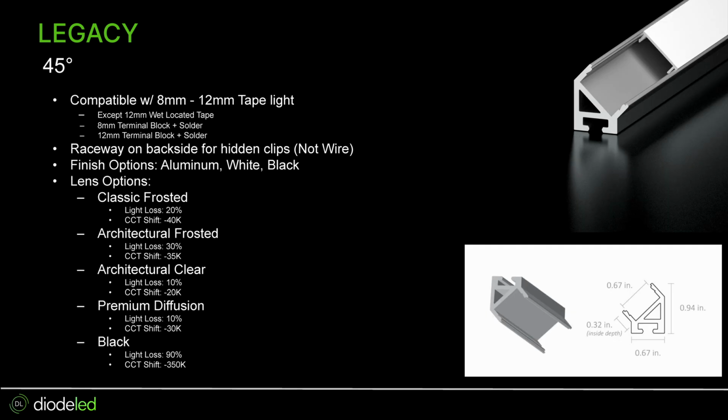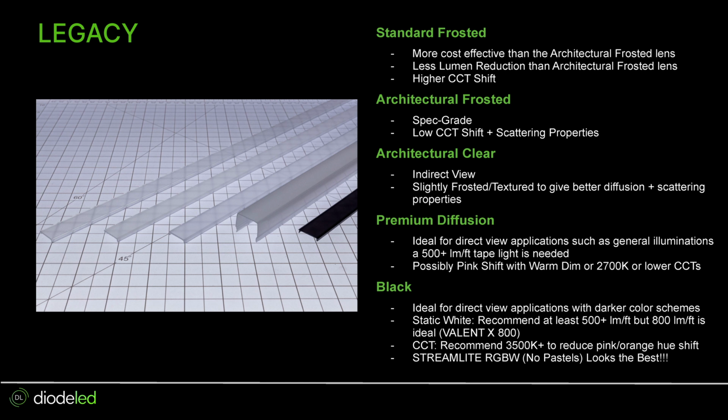And then there's also the 45 degree. So this is the angle channel with these legacy profiles. It has that raceway on the back. And so let's go over the lens options. So you have the standard frosted, which we've had for a very long time. You have the architectural frosted. Really the difference between these frosted lenses is that the architectural frosted lens has scattering properties within the lens.